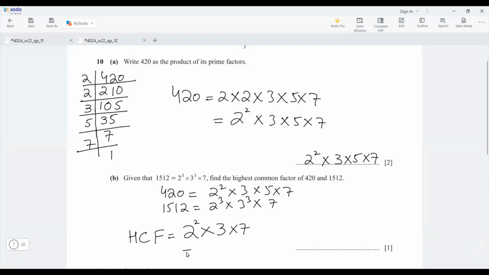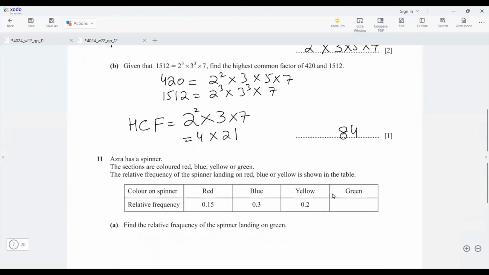Okay. So 2 squared is 4. 4 times 7 times 3 is 21. 21 times 4 is 84. So if you have written 84 here through any of the methods, you will get the complete marks.